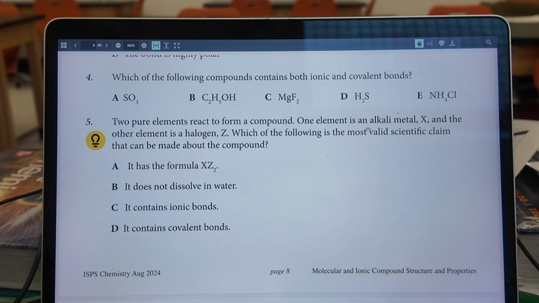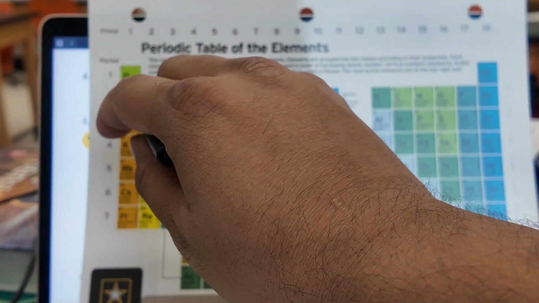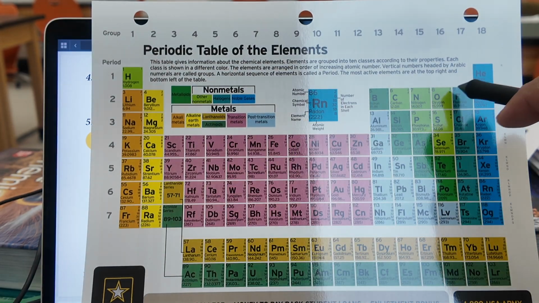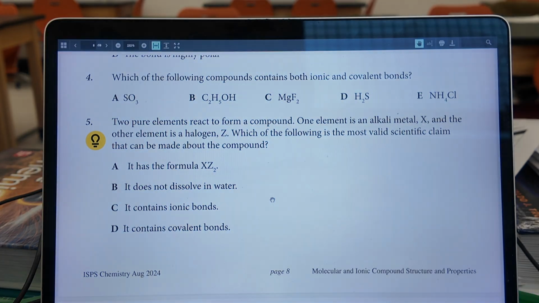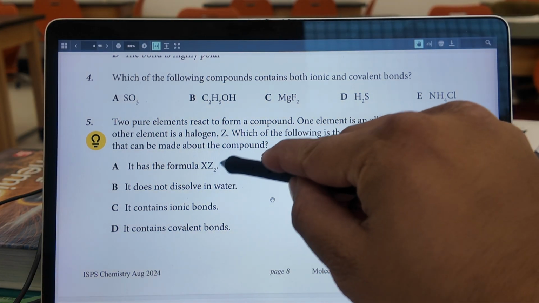Alkali metals are in group 1, so it's definitely not going to be this one. Think about it, right? Group 1 all have 1 extra electron, and halogens all want 1 electron. So it's definitely not going to have 2 of anything.